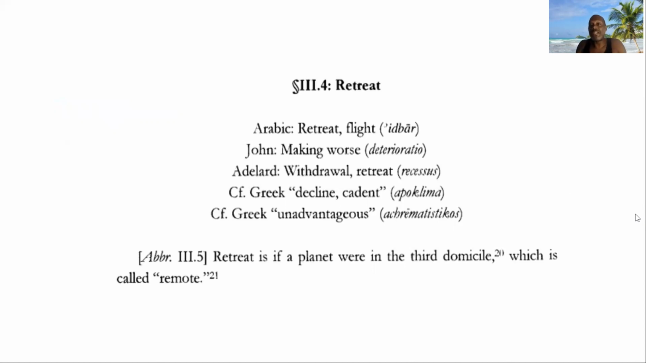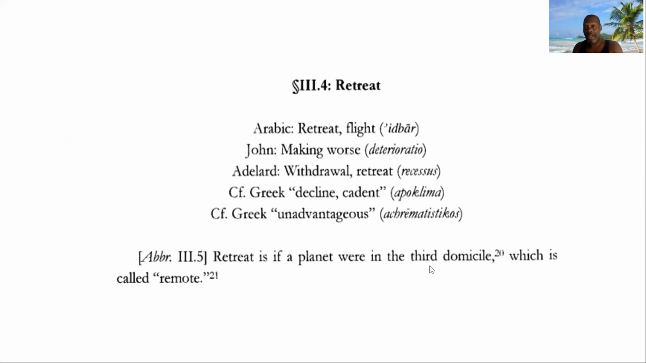Okay, so retreat is the opposite of advance. Right? So to advance, think of an army. If an army is advancing, it's on the offensive, it's moving forward. If an army is in a state of retreat, then it is leaving in the face of a threat, generally, right? So that doesn't necessarily imply a threat in this particular meaning, but just to use our particular example here. So when a planet is in retreat or flight, then it is in what's called the third domicile, but it's the third domicile of each quarter.